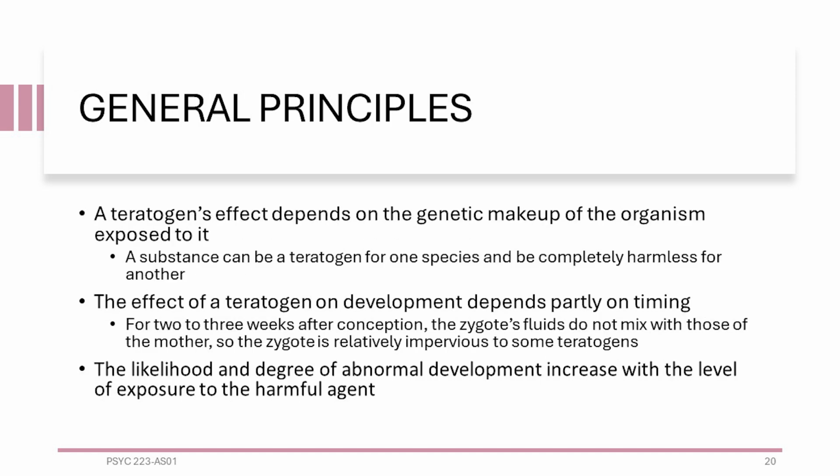The effect of a teratogen depends on the genetic makeup of the organism exposed to it. A substance can be a teratogen for one species and completely harmless for another. The timing of exposure also plays a crucial role. For the first 2 to 3 weeks after conception, the zygote's fluids do not mix with those of the mother, making it relatively resistant to some teratogens. The likelihood and severity of abnormal development increases with the level of exposure to the harmful agent.